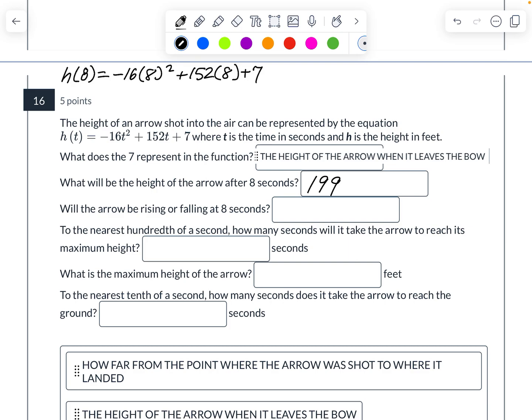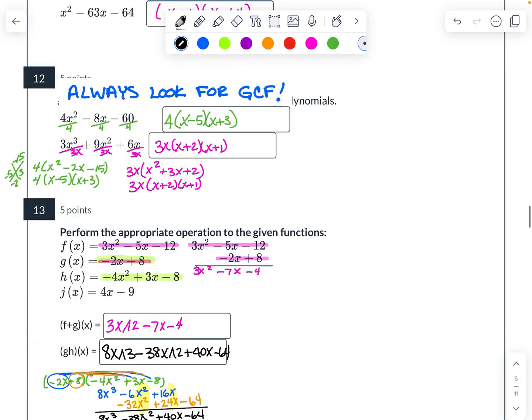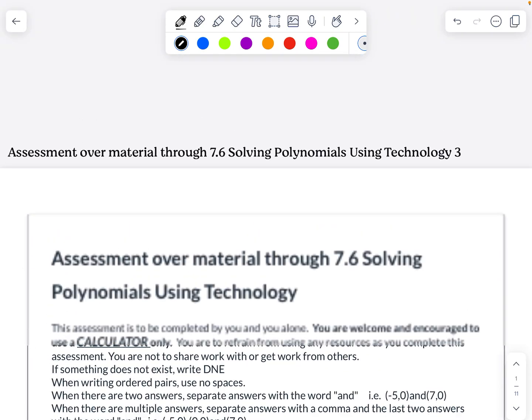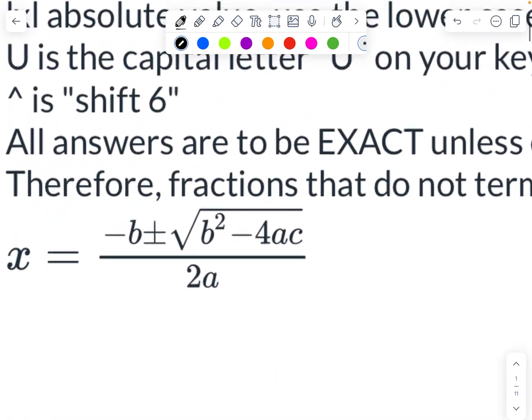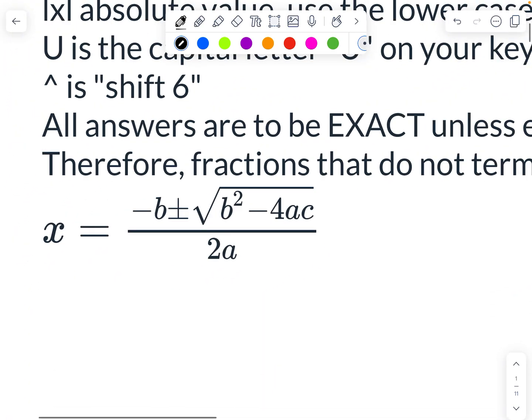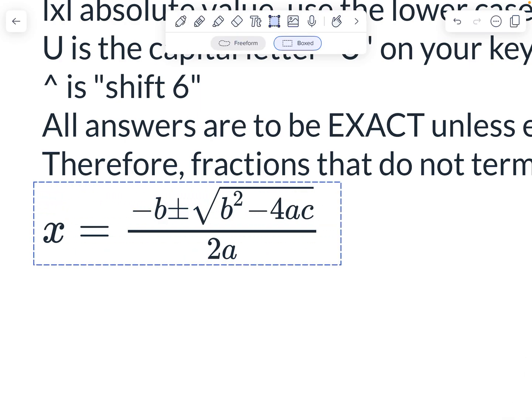Now I don't know the next answer yet, so I'm going to wait. Okay. To the nearest hundredth of a second, how many seconds will it take the arrow to reach its maximum height? If we go all the way back up here to the directions, I'm going to copy this and bring it down.